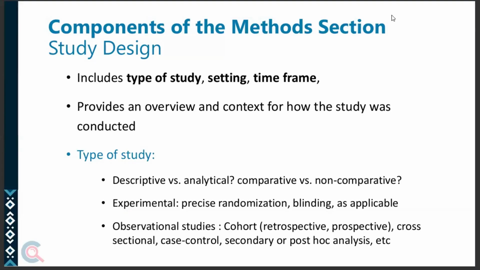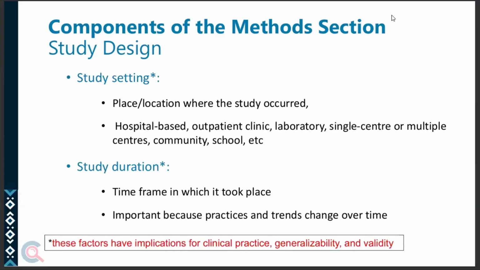If it's an observational study, you need to tell us if it's a cohort study, and if so, was it retrospective or prospective? You tell us whether it was a cross-sectional study, a case control study, or a secondary or post hoc analysis. For the study setting, you need to tell us the place or the location where the study occurred. Was it hospital-based? Was it an outpatient clinic? Was it a laboratory? Was it a single center or multiple centers? Was it a community or a school? That should be specified in your study setting.